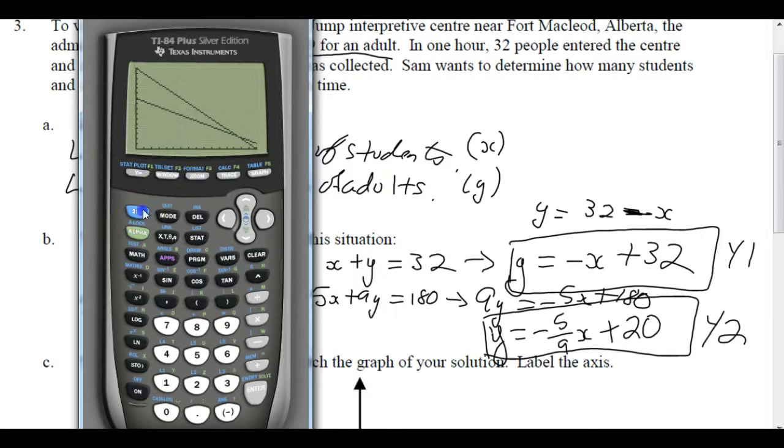So let's go second calc, intersect. Again, I like to move to the point of intersection, which is right there. Hit enter 3 times. So first curve, this is the negative x plus 32. Second curve, negative 5/9 x plus 20. And your guess, somewhere around 27 and 5. And it is in fact 27 and 5. So we have our solution.